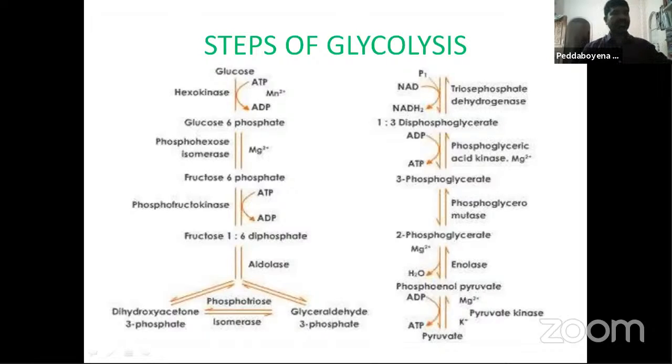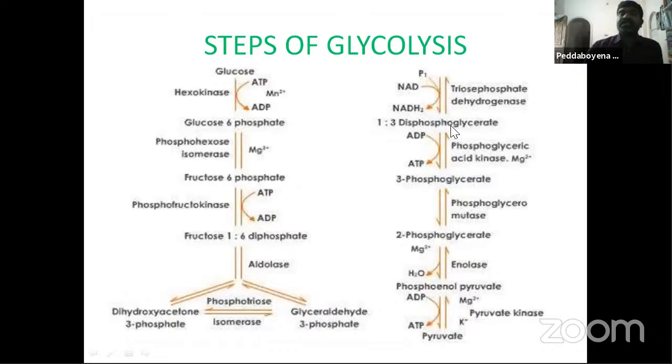In this process ATP is formed. Where ATP is formed, that process is called substrate level phosphorylation. From 1,3-bisphosphoglycerate, one phosphate is added to the ADP and converted into ATP. Here ATP is formed because one phosphate is added to the ADP. So this is called phosphorylation.